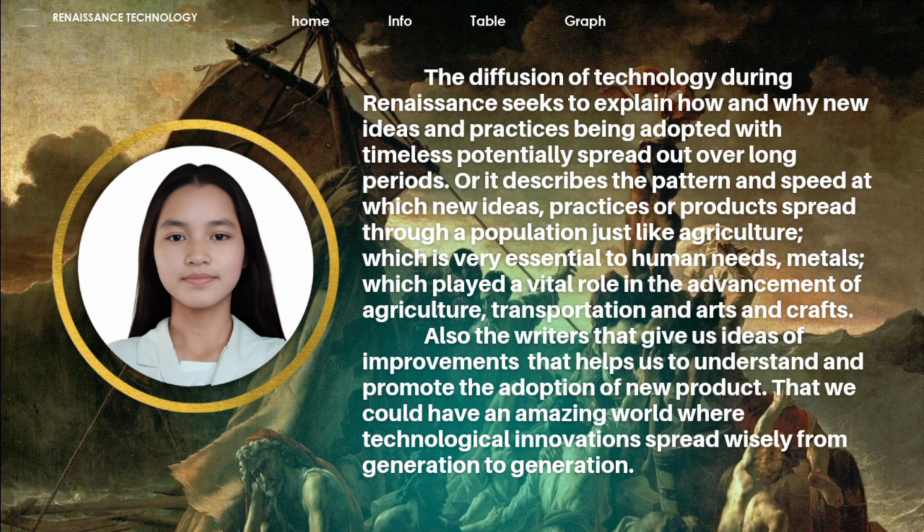The diffusion of technology during the Renaissance seeks to explain how and why new ideas and practices are adopted, potentially spread out over long periods. It describes the pattern and speed at which new ideas, practices, or products spread through a population, just like agriculture, which is very essential to human needs. Metals played a vital role in the advancement of agriculture, transportation, and arts and crafts. Also, the writers give us ideas of improvements that help us to understand and promote the adoption of new products, so that we could have an amazing world where technological innovations spread wisely from generation to generation.